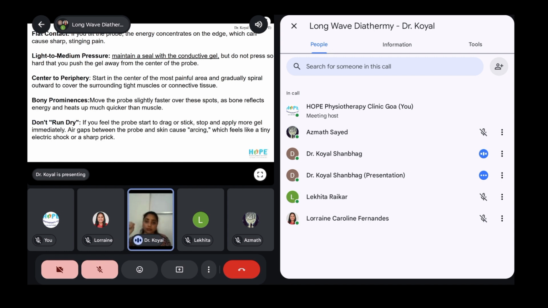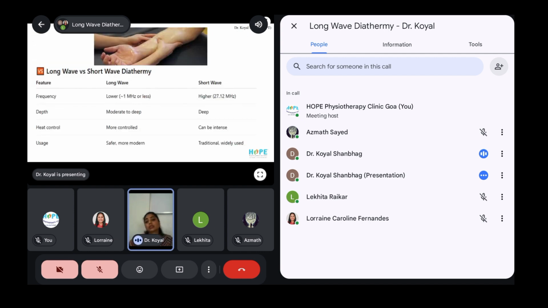If we wish to give long wave diathermy over a bony prominence, we should see to it that the movement is slightly faster than we usually do on a muscular area. Because on bone, there is direct contact of skin to bone. There are no muscles over there, so there are more chances of heating up. And if we feel we are running dry, we should apply more gel to avoid a gap between the probe and the skin, to avoid those pricking sensations.